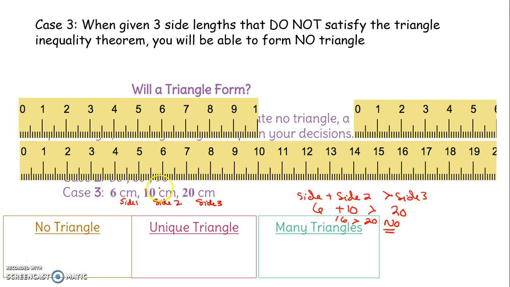If 2 of the sides added together is shorter than the third side, there's no way to then lay them down and have any sort of a gap in there. You need those sides longer. So there's no way. Case 3 is no triangle. And no triangle can be formed because this does not satisfy the triangle inequality theorem. When I add 6 and 10, it's a number less than 20.